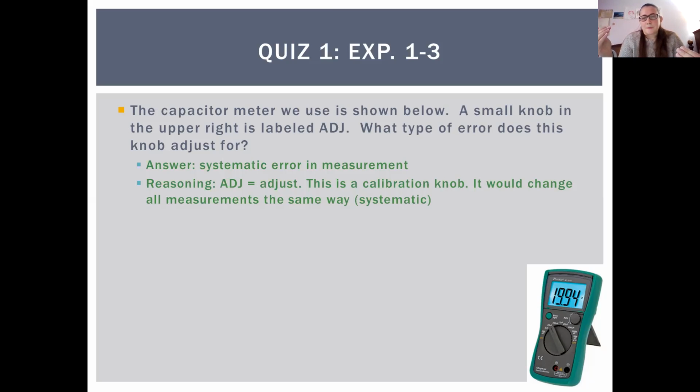That error is not built into the multimeter itself. Does that make sense? It's sometimes hard to see the difference between the previous example where the error is built into the capacitor and this example where the error is not built into the multimeter. But again, it's just because you can't control the capacitor, you can't fix it, but you can control this multimeter and you can fix it. So that would be a systematic error in measurement.